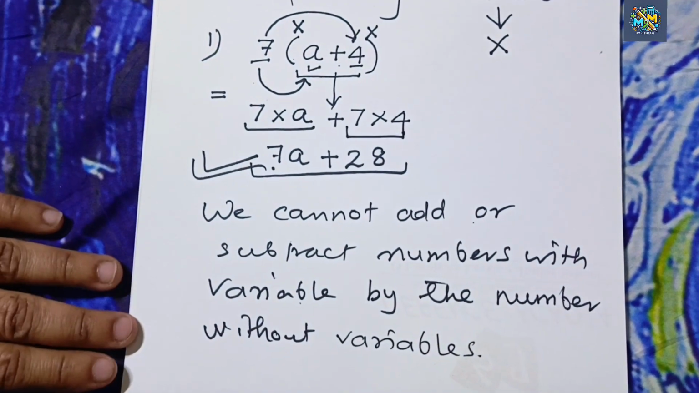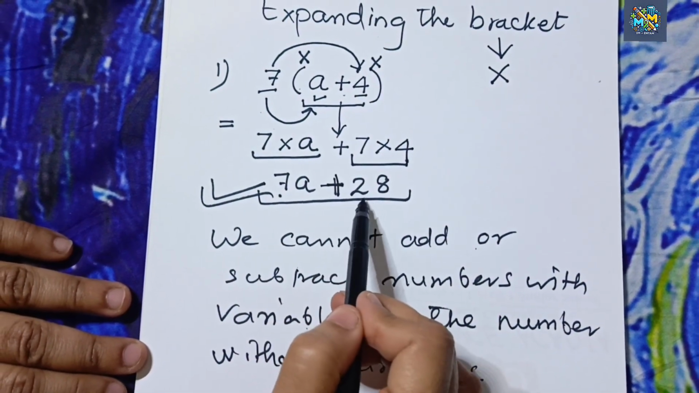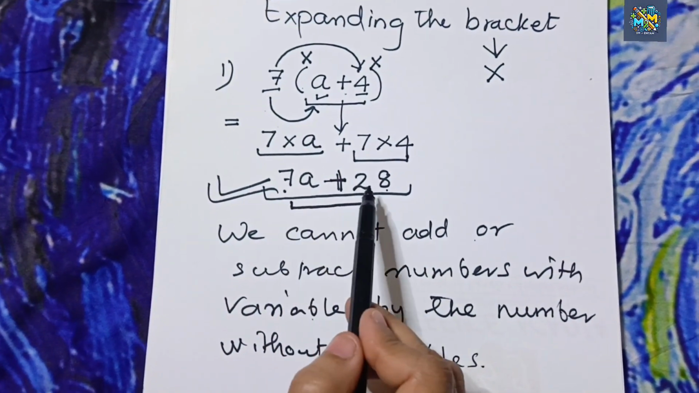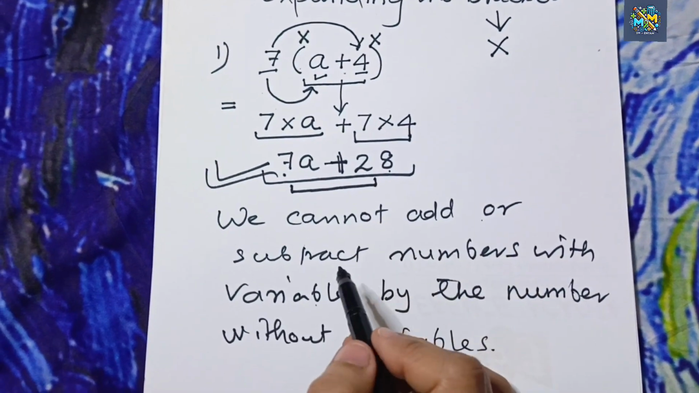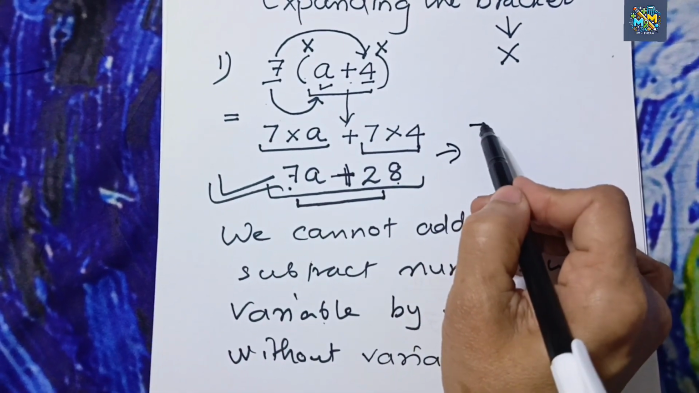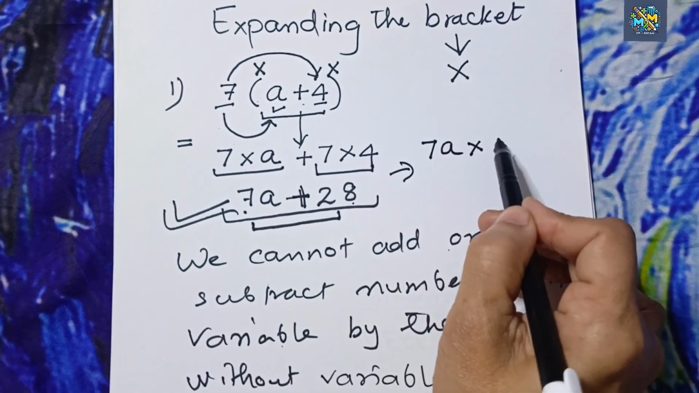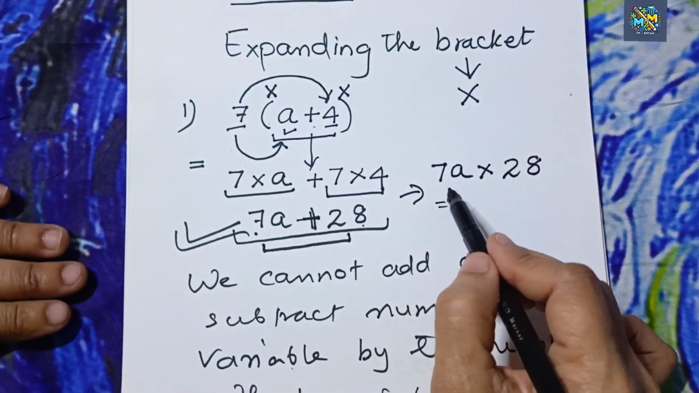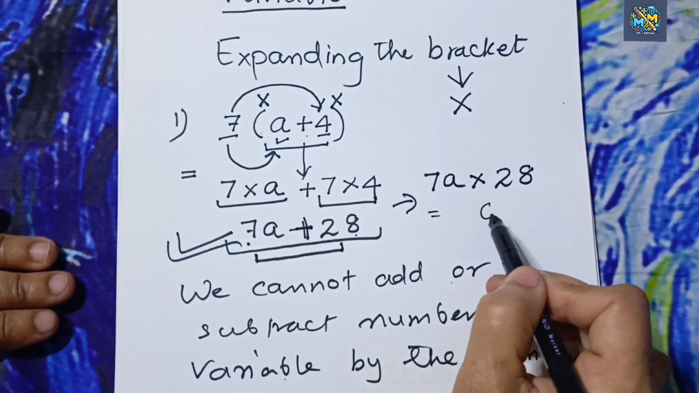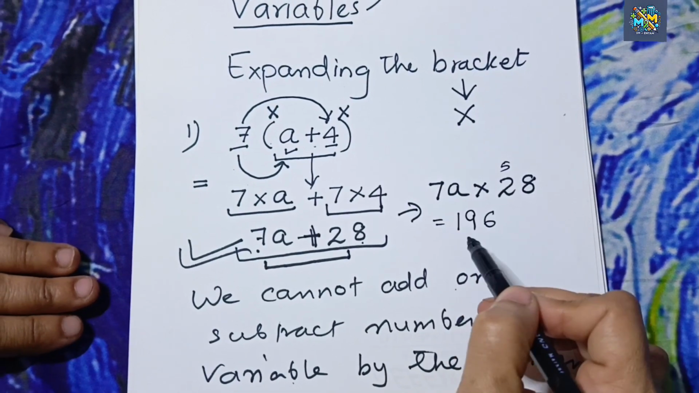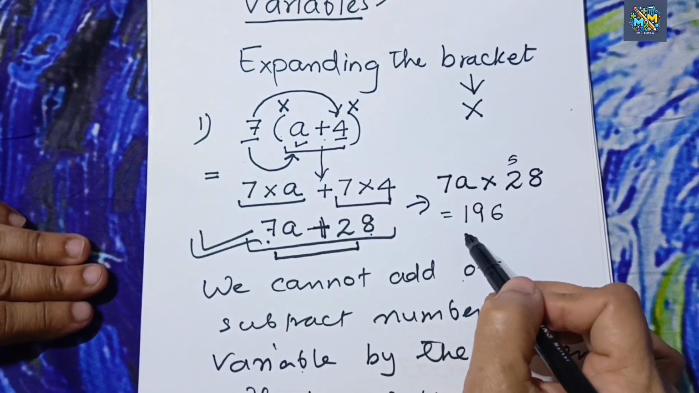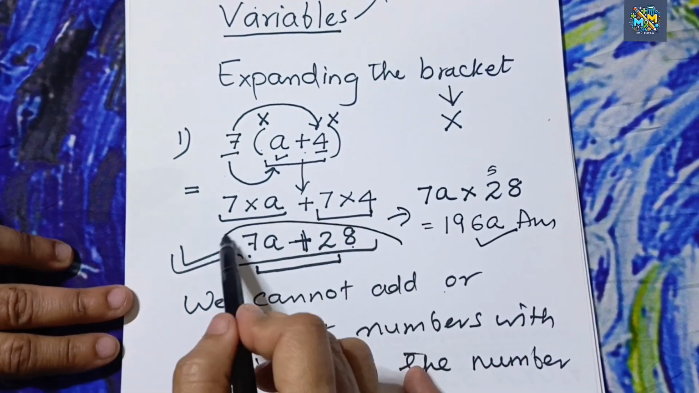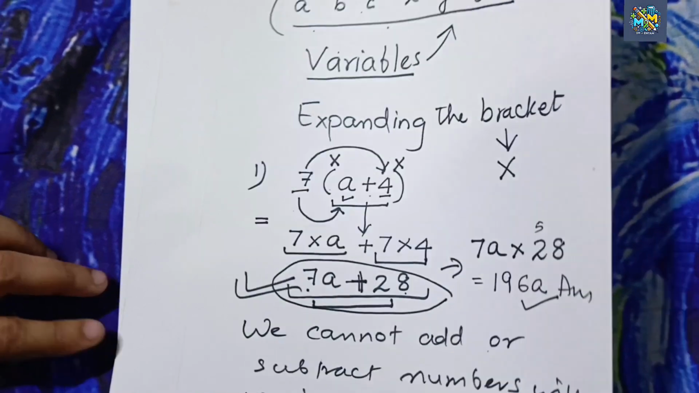See, here there is a 7a and there is a plus sign and there is a 28. So I cannot add 7 and 28. If in case the sum were somewhat like 7a multiplied by 28, then I could have easily multiplied this, like 7 times 28, which is 196. So this would have been my answer, 196a. This is what I could have done, but not with this. So let's try one more sum.